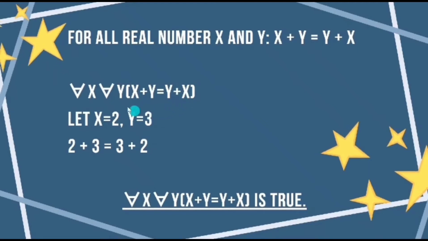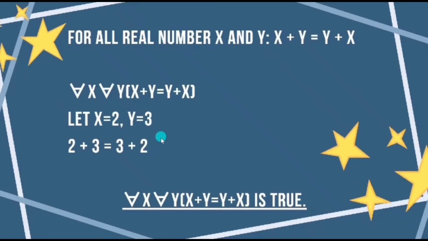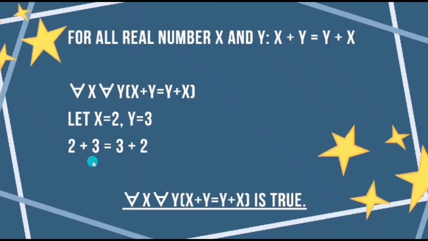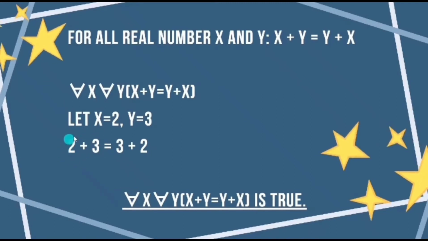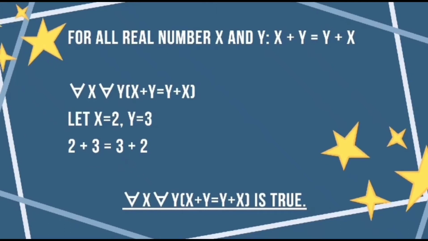Then to find the truth value of this statement, we can try replacing the x and y with real numbers. For example, we can put x is equal to 2 and y is equal to 3. Then we can rewrite the statement and solve the equation and determine whether the statement is true or false. We can see that on both sides, the total of x and y are the same. So we can conclude that the truth value for the statement for all x and y, x plus y equals y plus x is true.